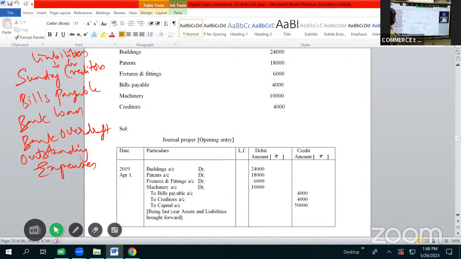So remember those 5 names which fall under the category of liabilities and have credit balances. Those 5 names are sundry creditors, bills payable, bank loan, bank overdraft, outstanding expenses.